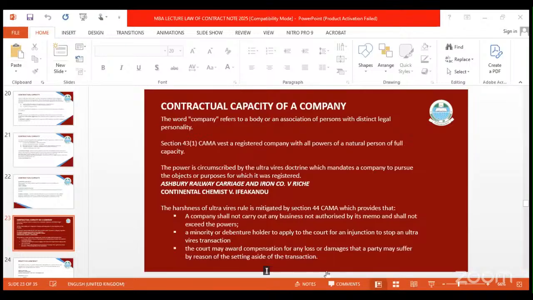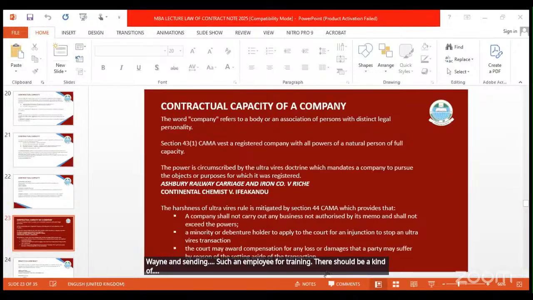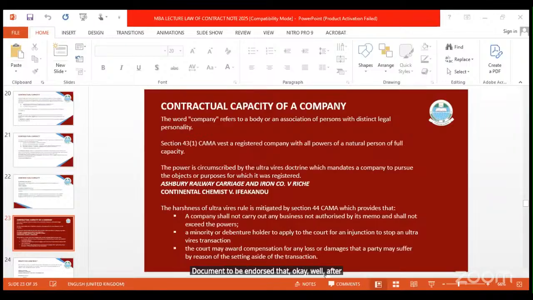I think, as the owner of the company, when sending such an employee for training, there should be a document endorsed that after the training, you will serve us for so period. They did that. So the guy was saying it's not binding on me, I can't obey that document. It's not binding because you don't have powers to even go into that line of business, I mean, that agreement in the first instance. And nothing can be done.